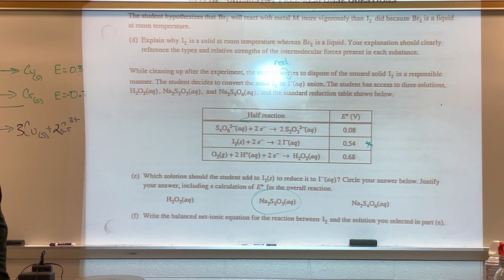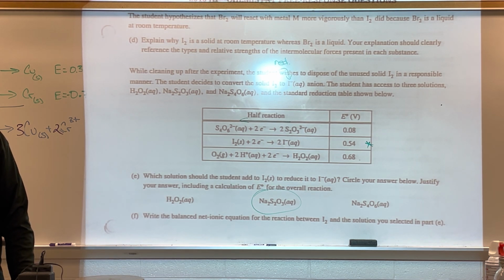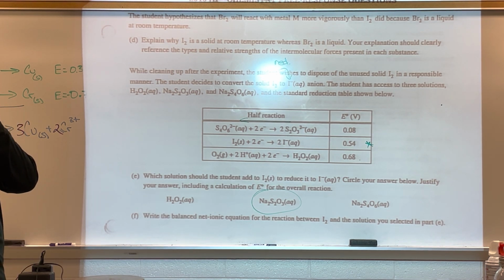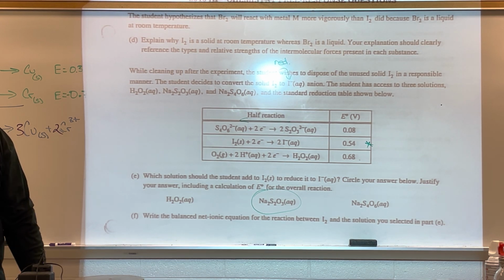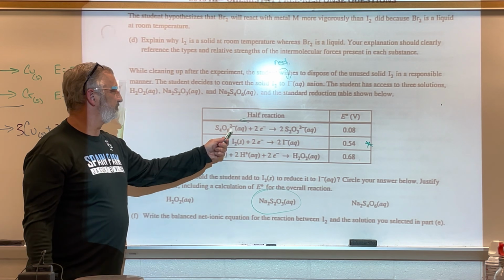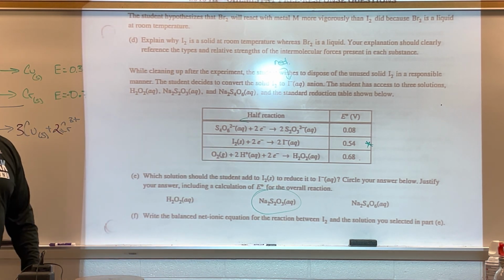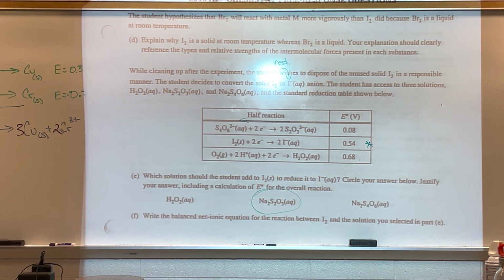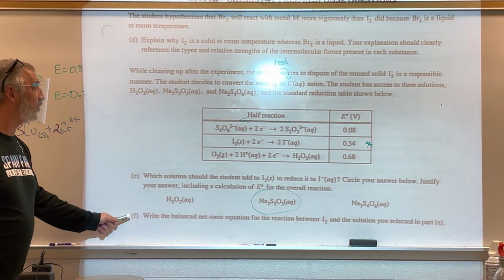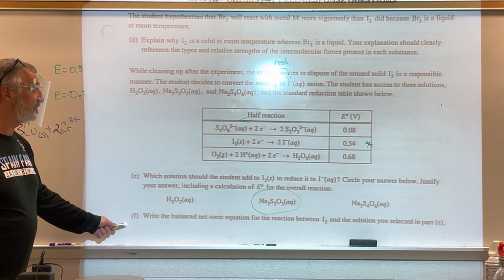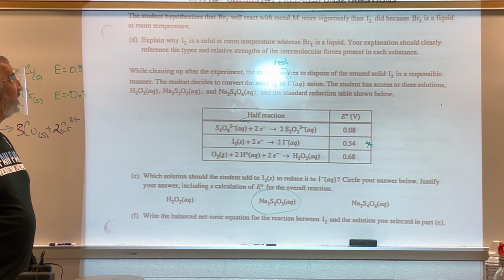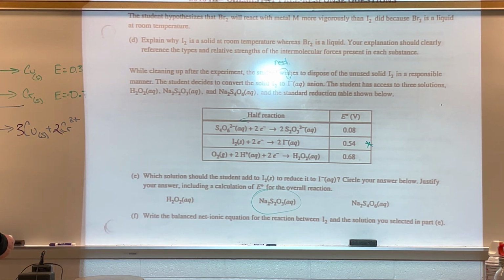Okay, just remember there were two reactions going on there. A slow one, the first one was slow, and the second one was fast. The fast one was this one. Just trying to show you, relating what we did to these problems, that it really is all kind of the same thing. So write the balanced net ionic equation for the reaction between iodine and the solution that you picked. So what's that equation going to be?